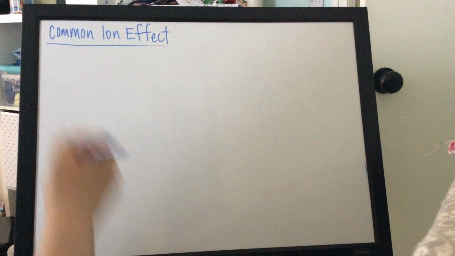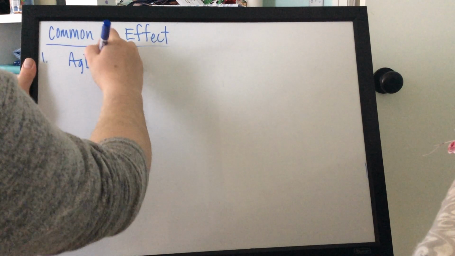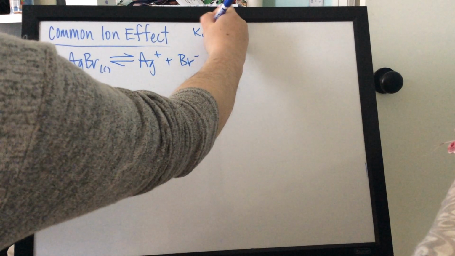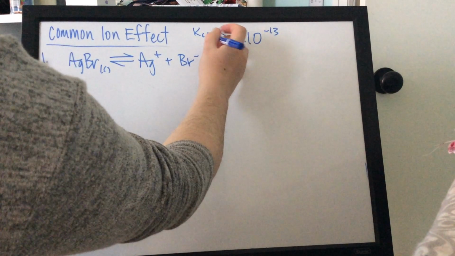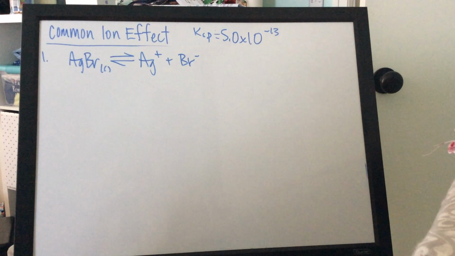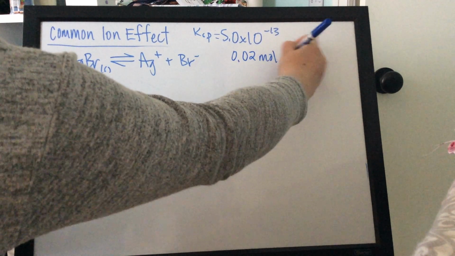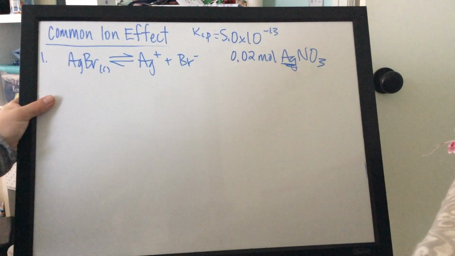All right, so practice problem 1 says the KSP of silver bromide is given to us. So let's see, it's 5.0 times 10 to the negative 13th. What's the bromide ion concentration of a 1 liter saturated solution of silver bromide to which 0.02 moles of silver nitrate is added? So 0.02 moles of silver nitrate. Of course, in this case, our common ion is the silver, right?